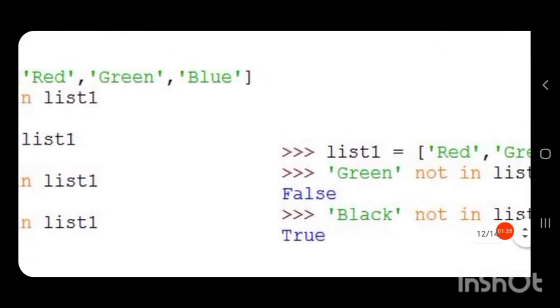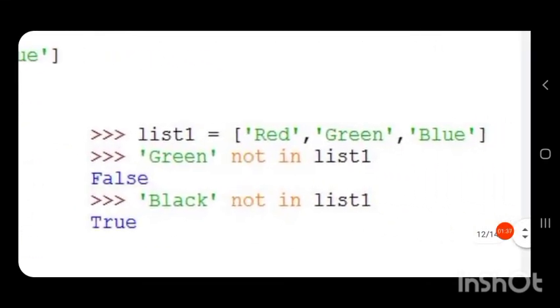Now let us see the function of the not in operator, which is a membership operator. The not in operator will check whether an element is not present in that list. If the element is not present, then only it will return true.